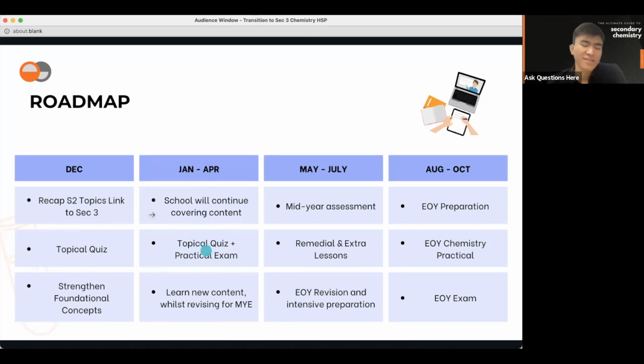There will also be a practical exam. In lower secondary, I think many schools don't go to the lab. But in upper secondary, you will definitely go to the lab and touch the laboratory equipment and do some chemical experiments as well. So you must be able to understand this very well. You must learn new content while revising for the Sec 3 mid-year exam. There'll be a mid-year exam from May to July, remedial extra lessons, and intensive preparation for the end-of-year exam and chemistry practical. This is probably 60 to 70% of the whole year, and then the end-of-year exam before you get promoted to Sec 4.